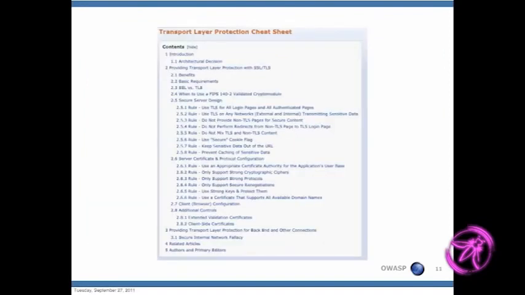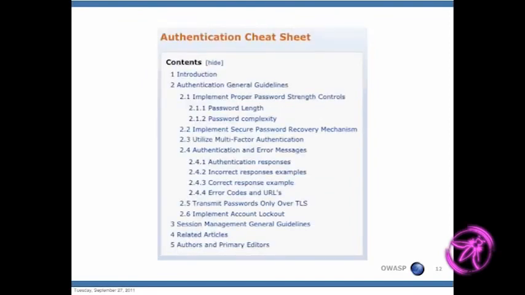And while I don't think you can read this one, this is the transport layer protection one that I was talking about. We go through the different scenarios and talk about all the different ways that you could create a vulnerability in your application at the communication level, so to speak, where data could be disclosed to someone that's trying to intercept traffic. And lastly, of the top 5, I wanted to also point out the authentication cheat sheet and some of the topics that are covered there.